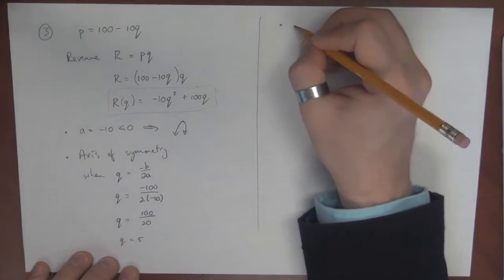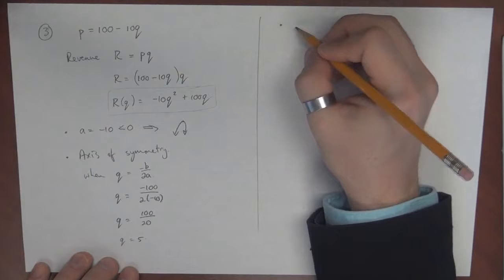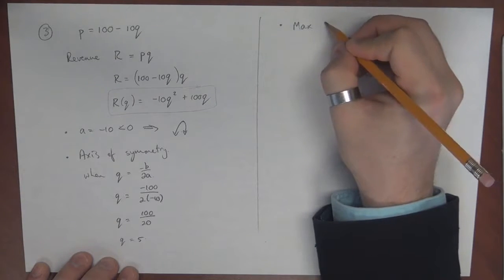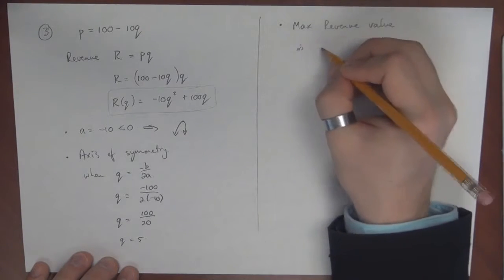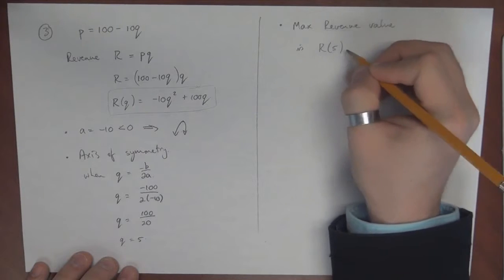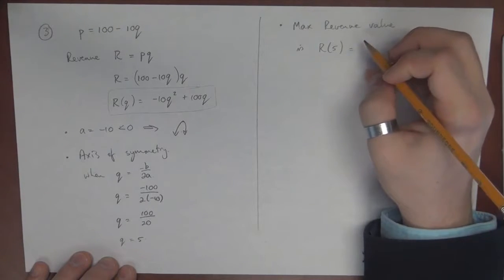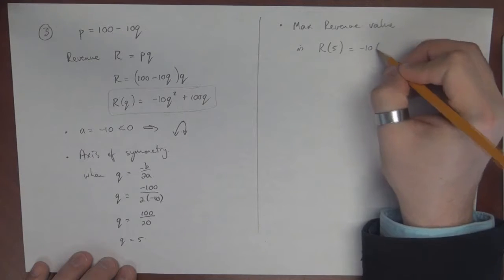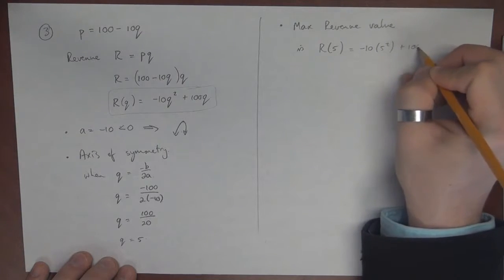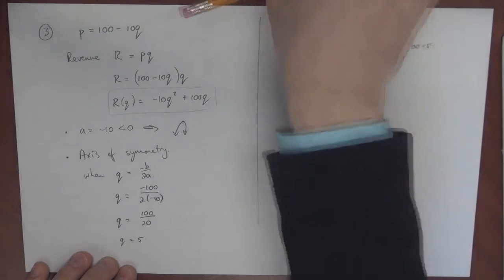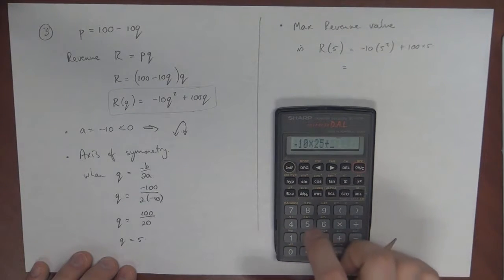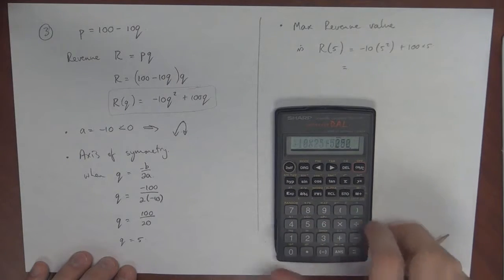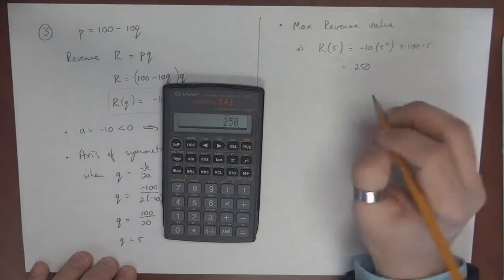So the last thing that I want to do is, I've identified that I do have a maximum. What is that maximum revenue value? That is when Q is equal to 5. So I plug in a 5 for Q, and I see what the answer is. So negative 10 times 5 squared is 25, plus 5 times 100 is 500. And I get 250.